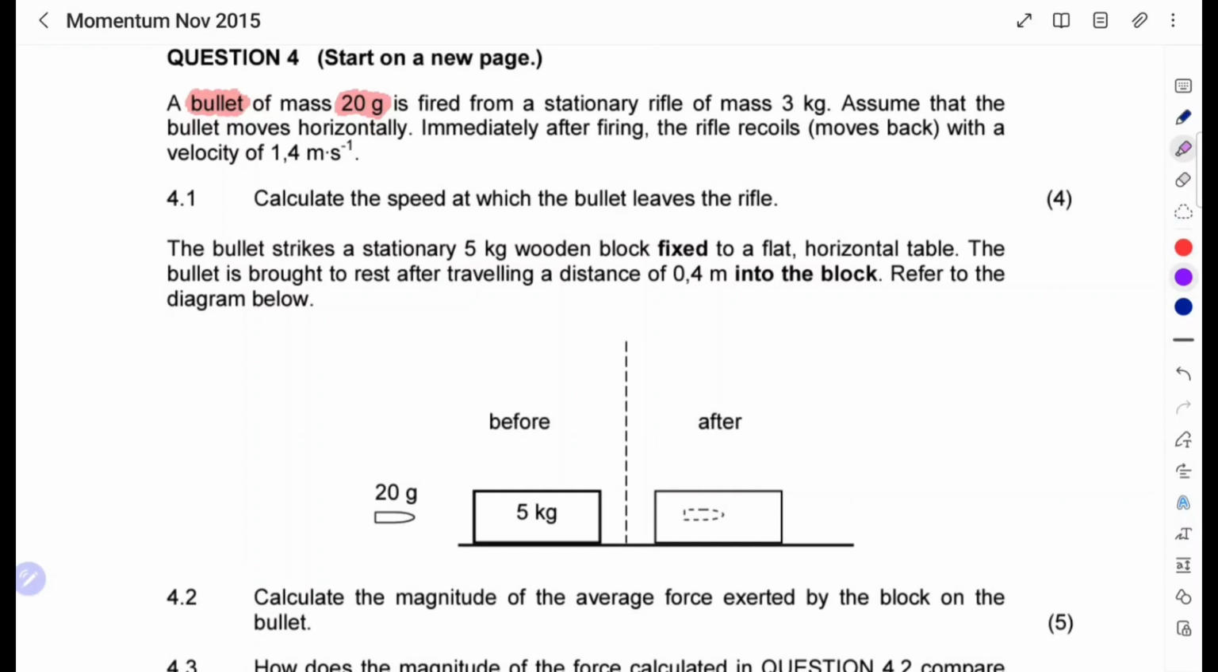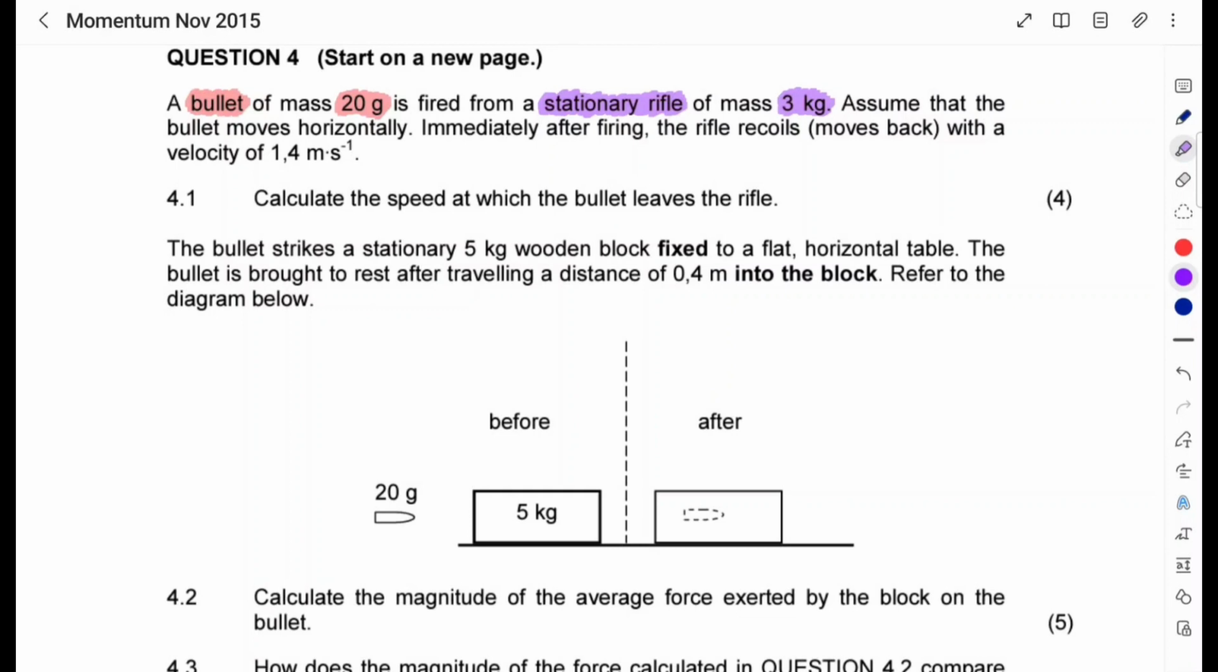Then it states the rifle is stationary. If the rifle is stationary, it means that it has a velocity of 0. It also has a mass of 3 kgs. It then states immediately after firing. So now we are referring to the final values. Why? Because keep in mind, before the collision is your initial quantities or initial values, and after the collision are your final values. So immediately after firing, the rifle recoils.